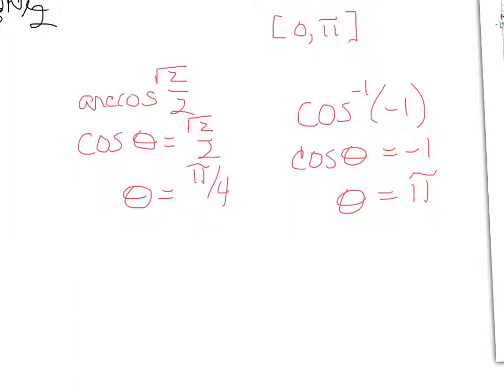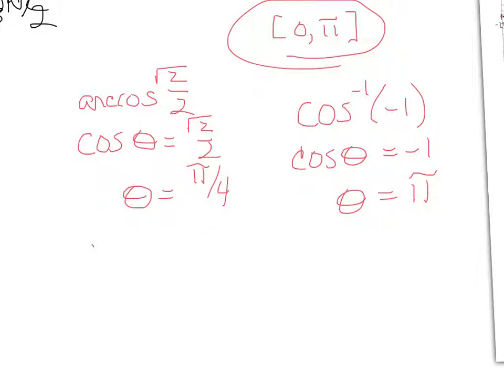Wait a second. I thought the values were between negative pi. That's inverse tan and inverse sine. This is cosine. Yeah, it's between 0 and pi, okay.